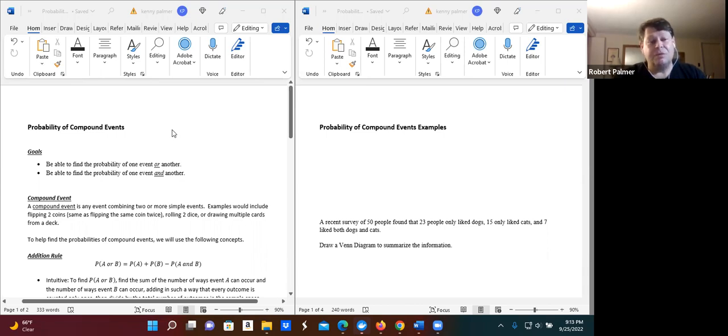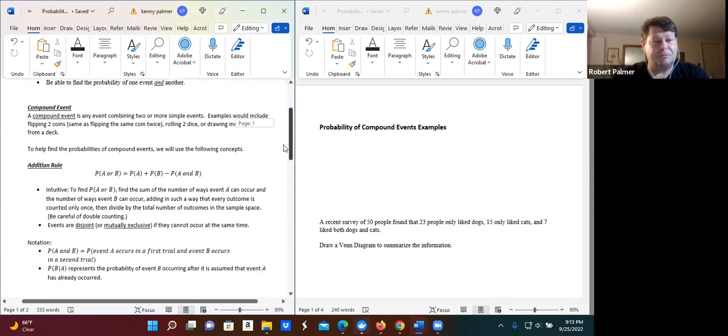So first, our goals are, as it says, to be able to find the probability of one event or another, and then be able to find the probability of one event and another. We'll see these are both types of what are called compound events, and we'll understand the differences in both of these and then how to find them. So first, let's explain what a compound event is.